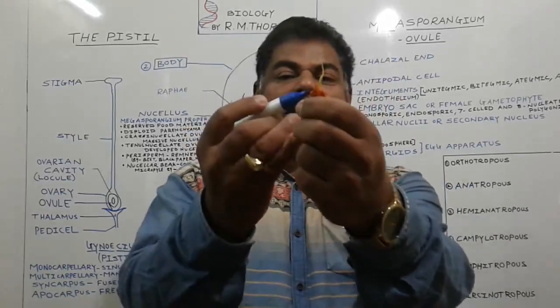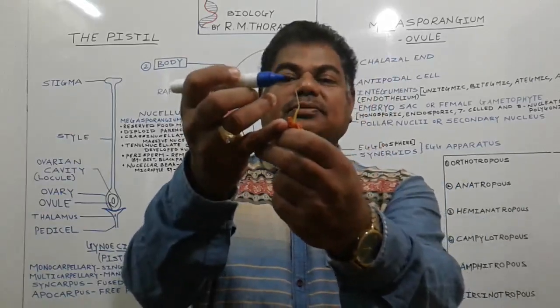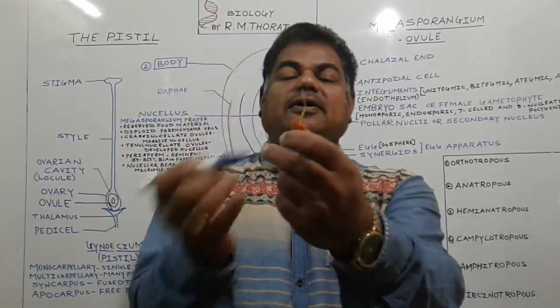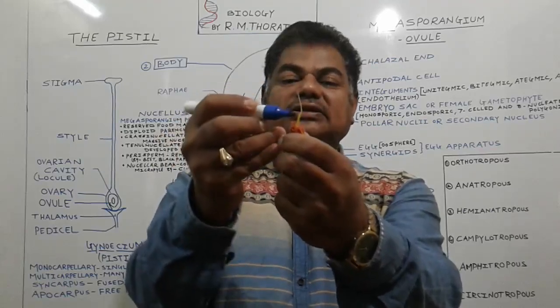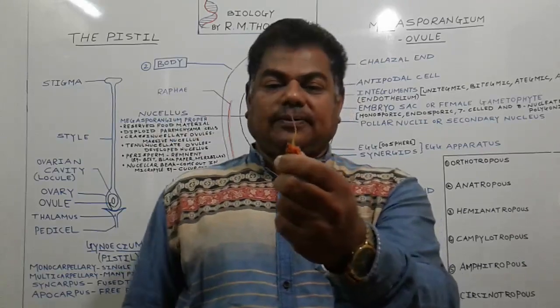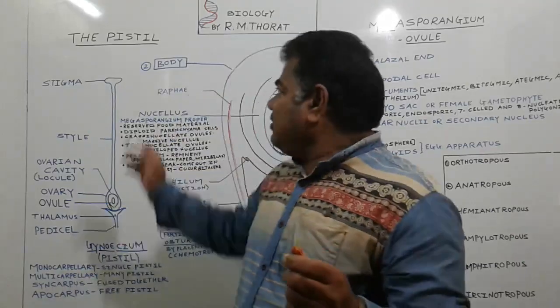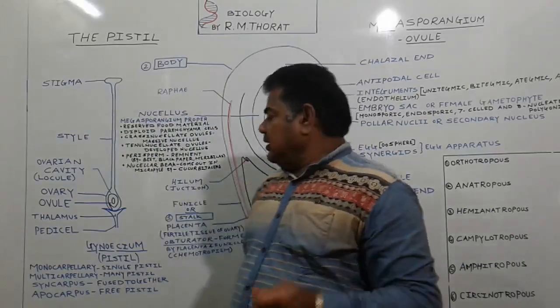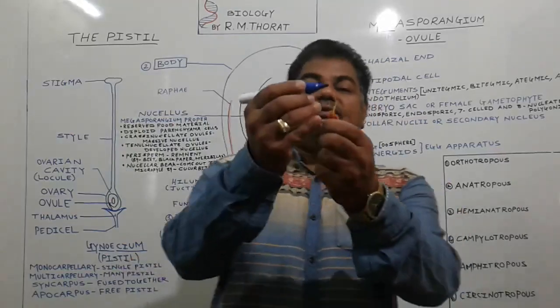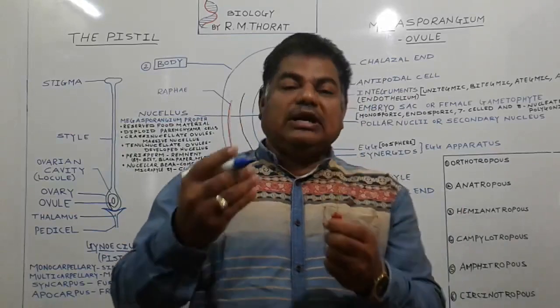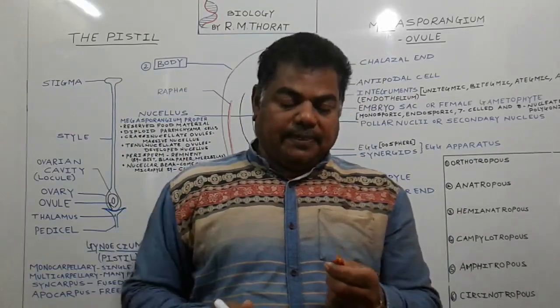See here. This gynoecium consists of this structure we call a stigma. This long structure we call a style, and this structure we call an ovary. So the question arises, then what is a pistil? Now pistil, we know that one member of this gynoecium we call a carpel.